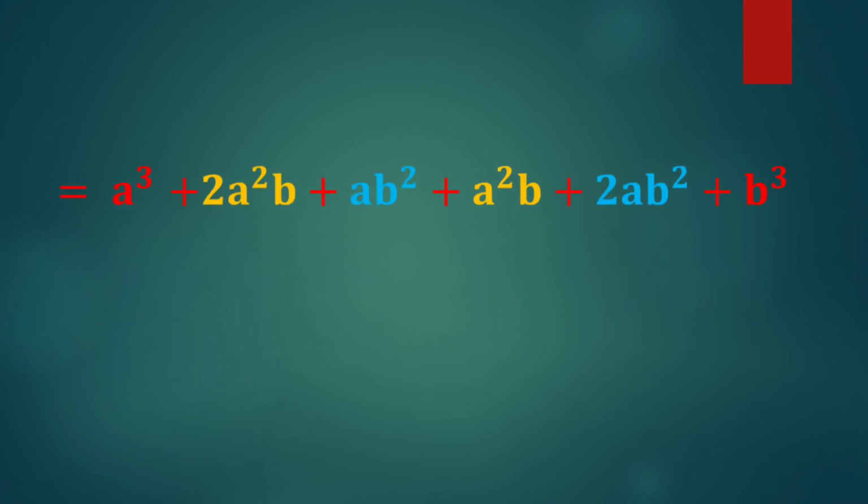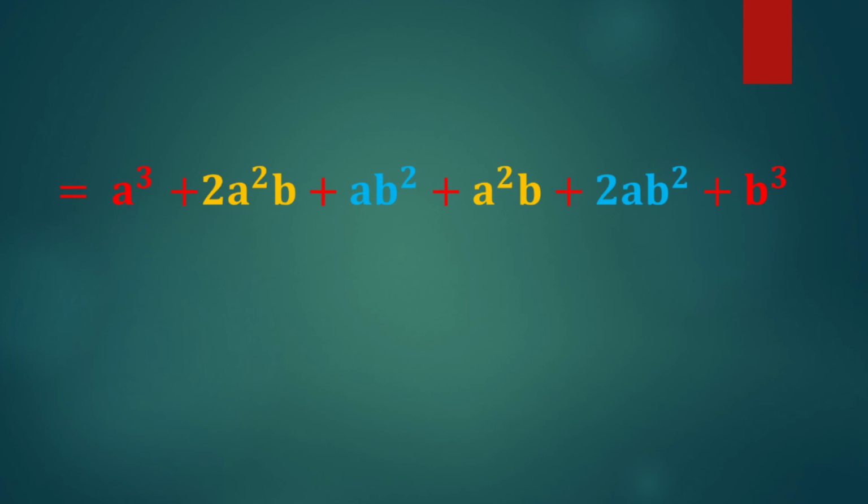After multiplication, you will see that a multiplied by a square gives a cube. A multiplied by the next term gives 2a square b, and then a multiplied by the next term gives ab square. Then plus b multiplied by a square gives a square b. Then plus b multiplied by 2ab gives 2ab square. And then plus b multiplied by b square gives b cube.